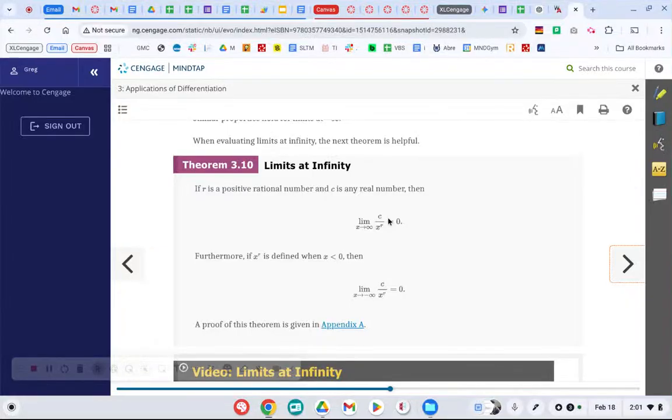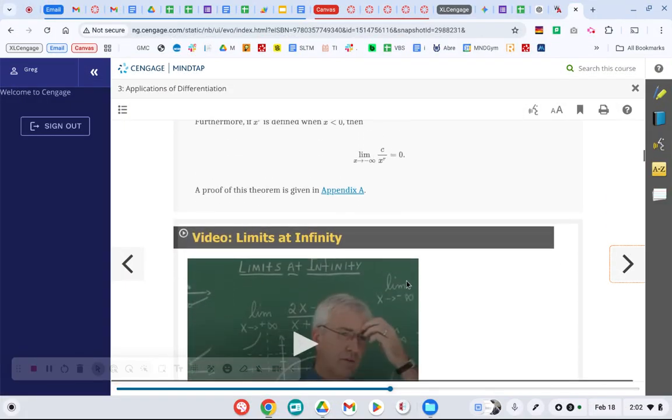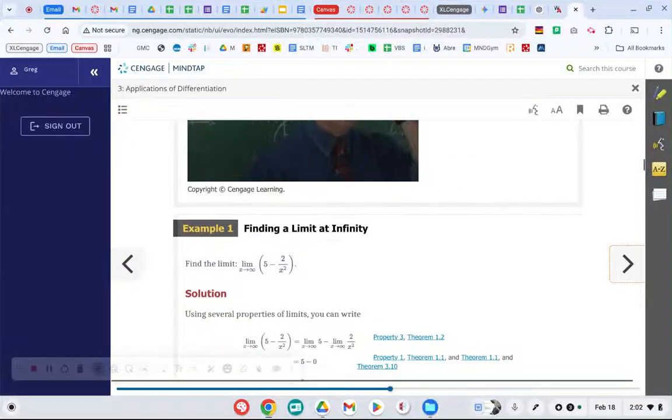Now let's look at this. If C is a constant and R is a positive real number, if you have a constant over x squared or x cubed, well, it's a rational number. If x is less than 0, then the limit is 0. Well, here, I'll help you with this. Here's what they want you to know. We've been doing it this way since Algebra 2, so you guys are ready for this.